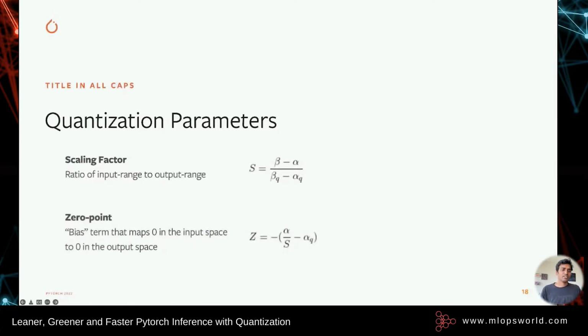The zero point is the other quantization parameter. You can think of it as something like the bias term in a linear regression. The only function it has is to adjust this translation so that 0 in input space maps perfectly to 0 in output space. It's almost like you're syncing the origins in your input and output space. So that's what the zero point does, but intuitively, you can think of it as the bias.